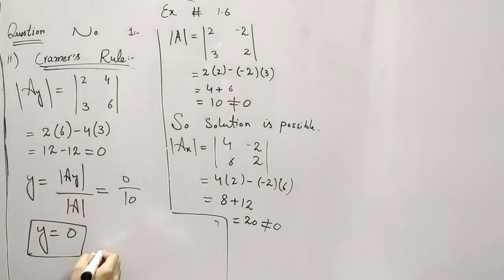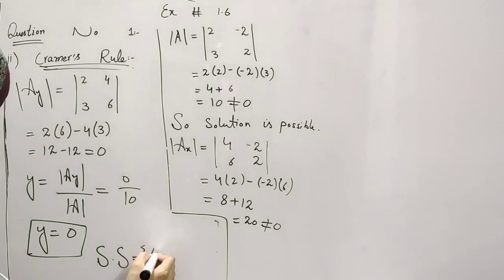So the solution set is (2, 0). This is the answer of the first question by Cramer's rule. We have solved the first part of question number 1 by Cramer's rule. We will solve the next part in our next video.